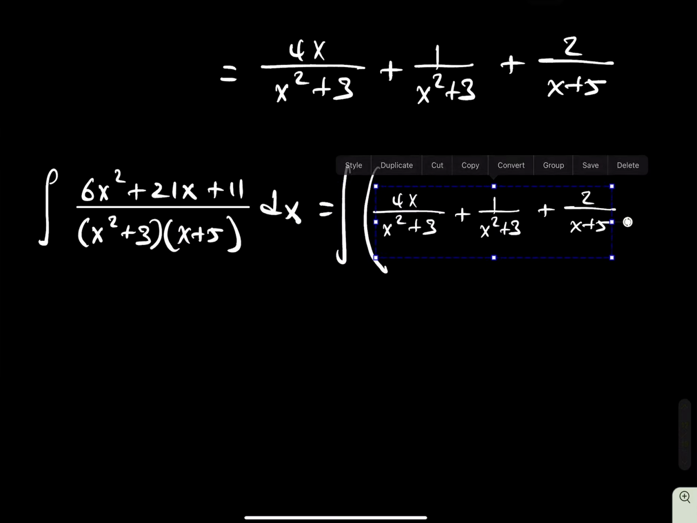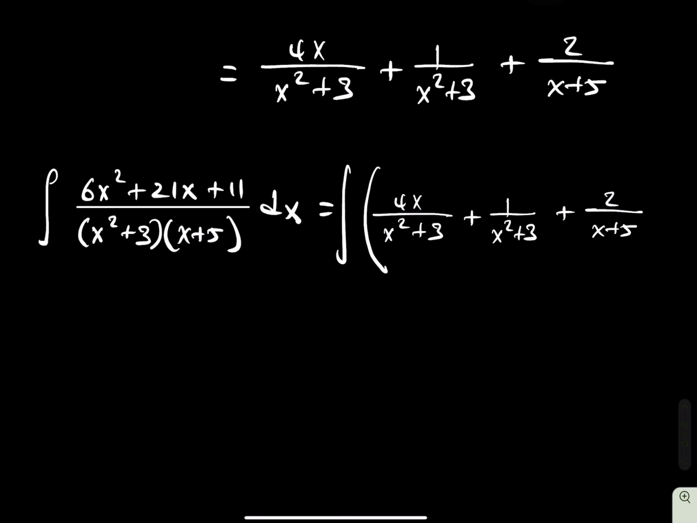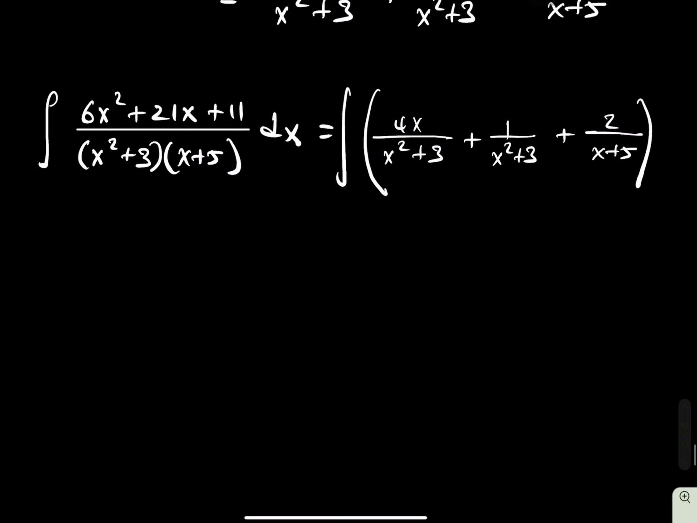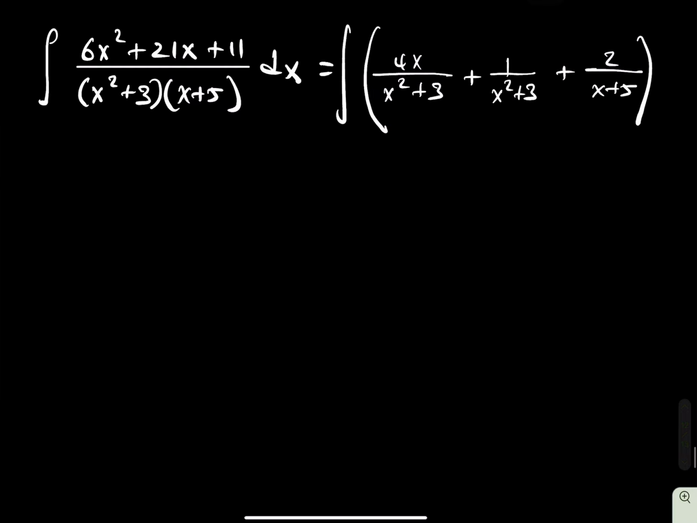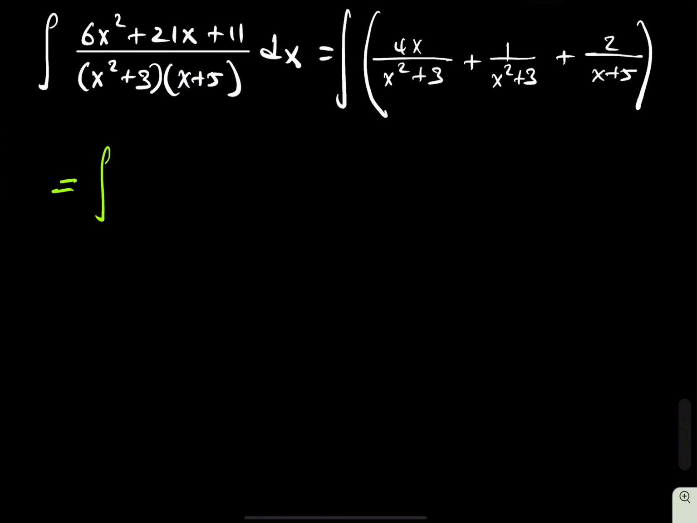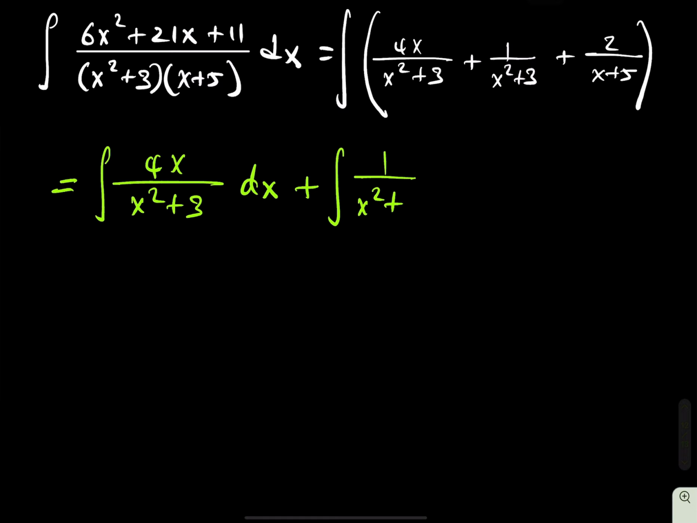I'm just going to put it there, and then you'll do that. Well, if you integrate those terms independently, that will be the integral of 4x divided by x squared plus 3 dx, plus the integral of 1 over x squared plus 3 dx, plus the integral of 2 over x squared plus 5.